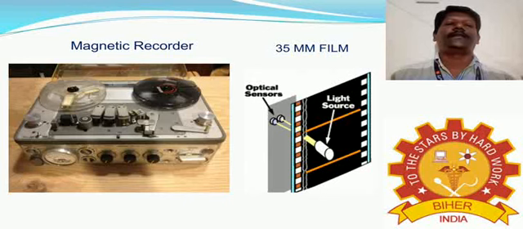So the erase head is used to remove the previously recorded program. The record head is used to record current sound information. The playback head is used to reproduce the recorded sound signal. This type of recorder is mostly used for spot recording.